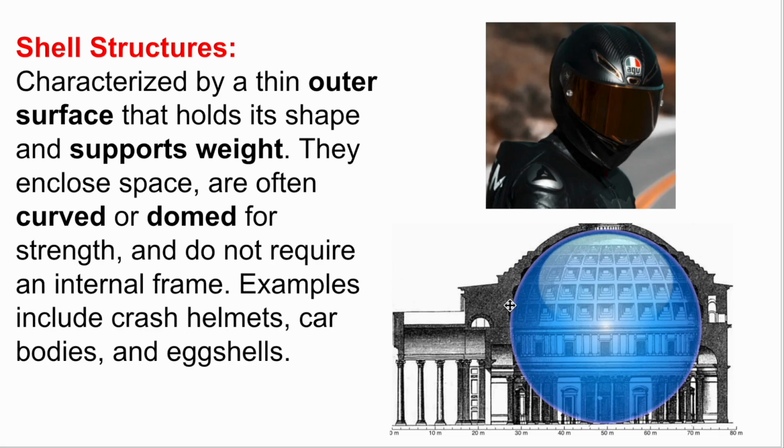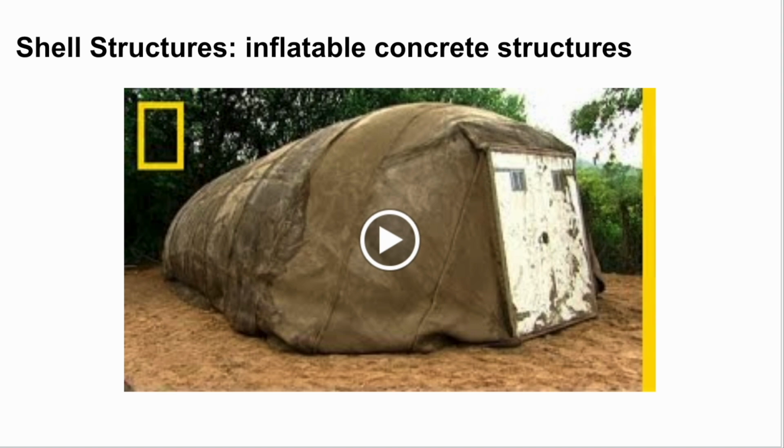This is actually a very famous shell structure. This is the Pantheon in Rome, and it is a concrete dome, and you can see that it's based on a circle, and it is very strong. It's withstood the forces that want to tear it down for about 2,000 years. This is another example of a shell structure. So this is an inflatable concrete structure, and essentially what you do is you inflate it. So you blow it up with an air pump, and then you spray it with water, and it will harden and form these nice structures. And these are really good for, say, in a disaster where you need some quick shelter to go up. It's very interesting. Please do watch this video.